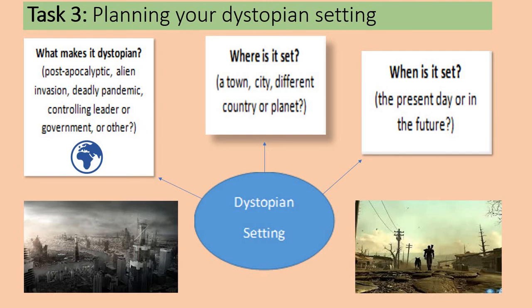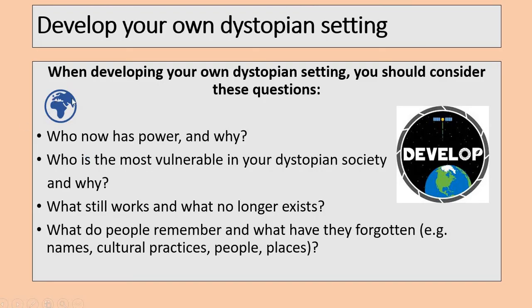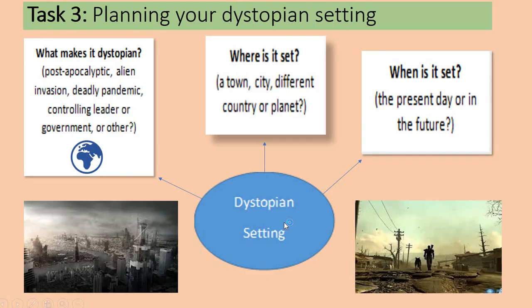So your third task is going to be to plan your setting. So I want you to draw a mind map similar to this that says dystopian setting in the middle with 3 arrows. Make sure you leave lots of space around your middle of the map to write the answers to these 3 headings. So what makes it dystopian? Now you'll see there's a little globe there in blue, and if we go back, there's a globe there. So that basically means for that topic, that headline, I want you to address all of these 4 points here. So for what makes it dystopian, you need to have an answer for all of these, and you'll put those notes under that heading. Where is it set?